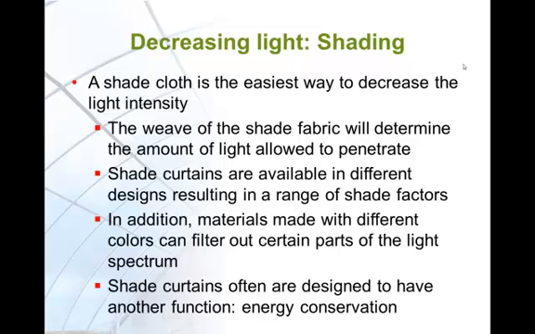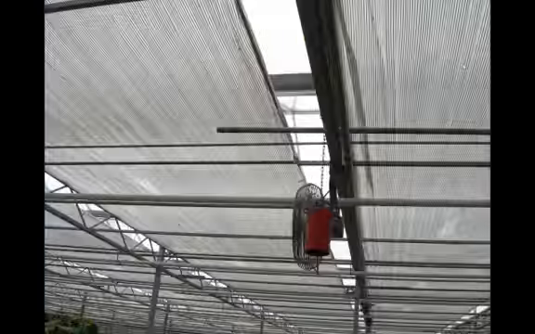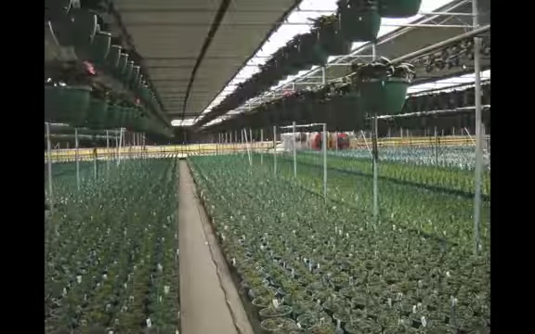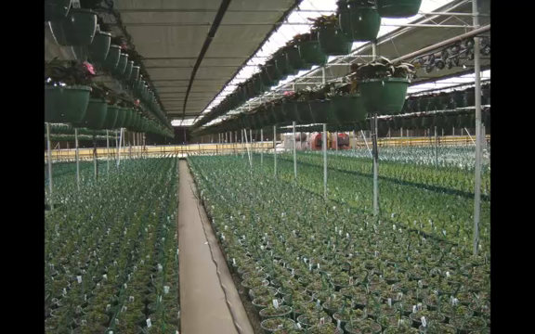And some shade curtains can be considered to have another function, which is very important for energy saving. And this is an example of an internal shade curtain, automatically controlled based on the light intensity and temperature inside the greenhouse. This is another shade curtain, which is probably a lot higher shade percentage compared to the previous one.